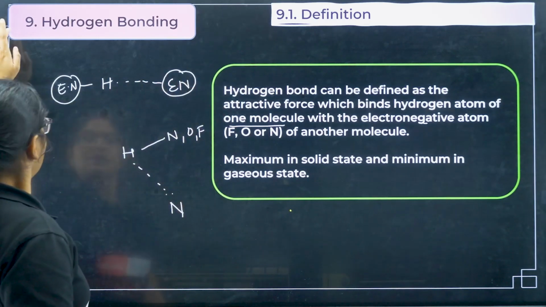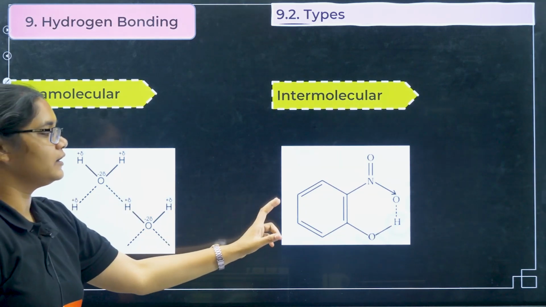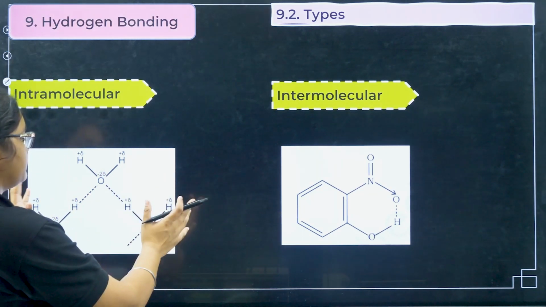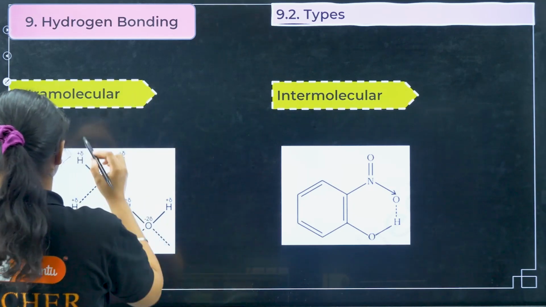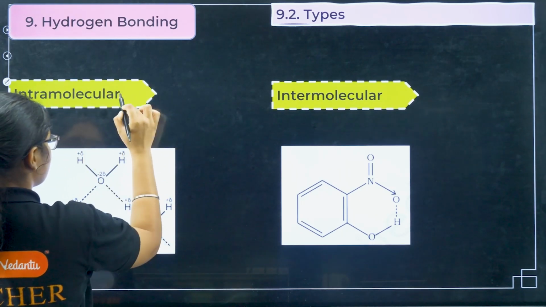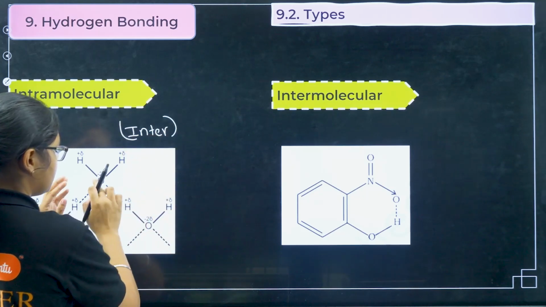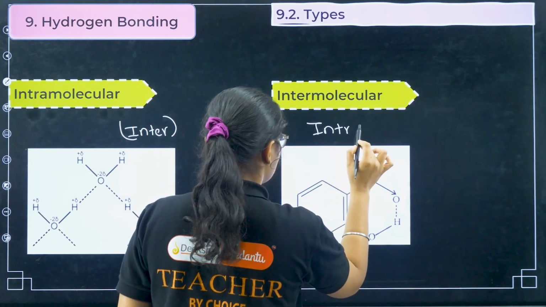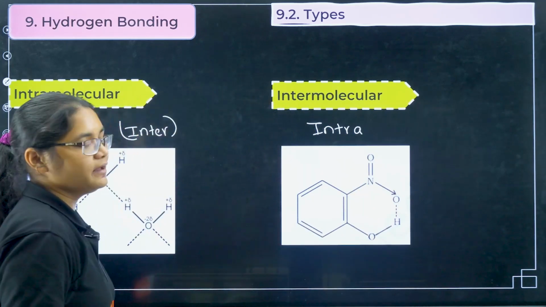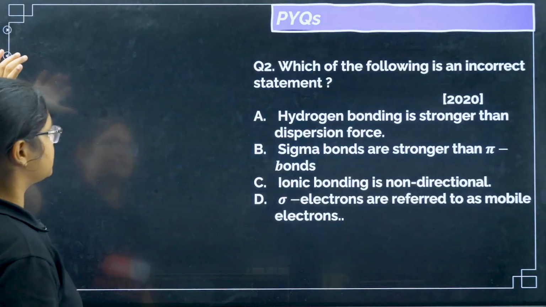The bond should be formed with the electronegative atom of another molecule. Next, we have two types of hydrogen bonding, intermolecular and intramolecular. Intermolecular means between different molecules, so this is your intermolecular. And this is your intramolecular, which means within the same molecule you are having hydrogen bonding. Now we'll do some questions here.